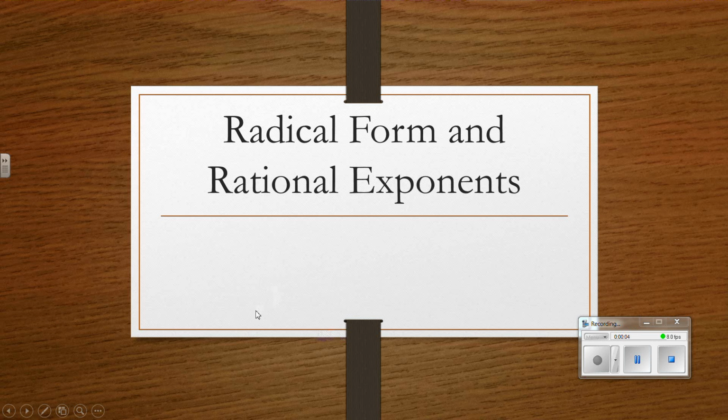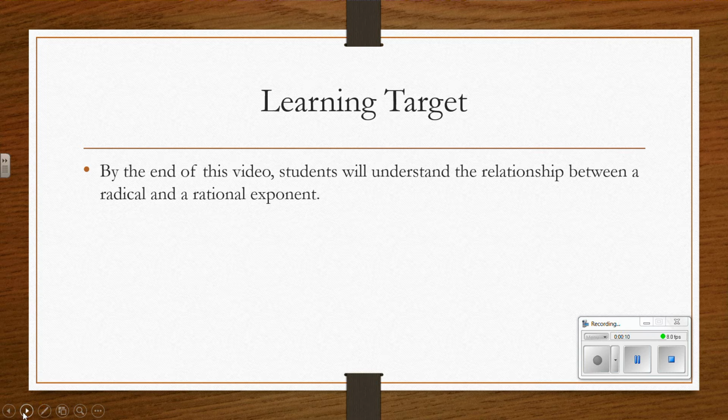Okay, in this video we're going to talk about radical form and rational exponents and their relationship. By the end of this video, students will understand the relationship between a radical and a rational exponent. So let's start with what radicals look like.